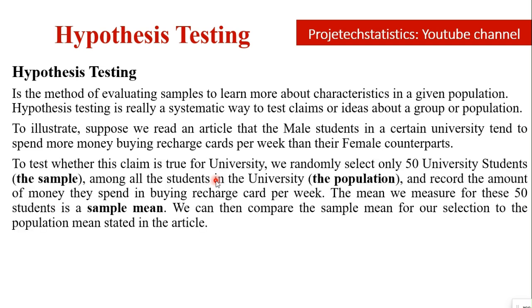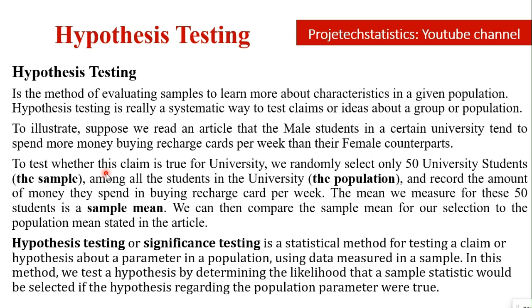Okay, for illustration, suppose we read an article that the male students in a certain university tend to spend more money buying recharge card per week than the female counterpart. Now, this is a claim, this is your hypothesis that the male students in a certain university tend to spend more money buying recharge card than the female counterparts. To test whether this claim is true for a university population, we randomly select only 50 students, which represent a sample among all the students in the university, which is the population. And then we record the amount of money each of them spend on buying recharge card per week. So the mean we measure for these 50 students is a sample mean. We can then compare the sample mean for our selection to the population mean stated in the null hypothesis.